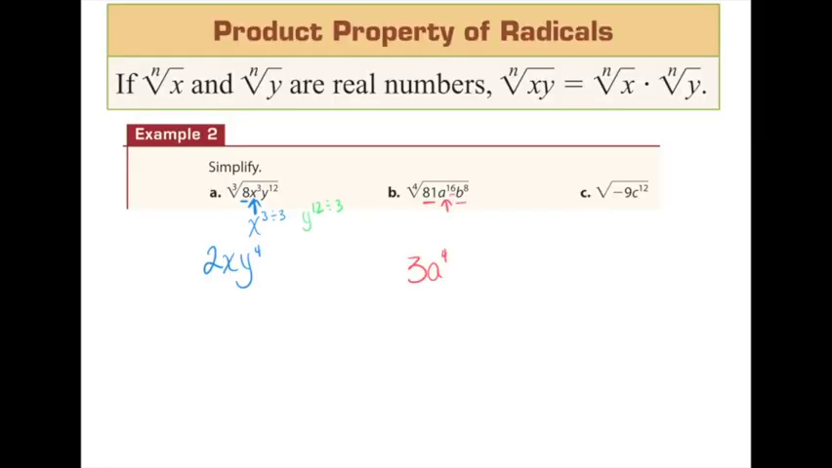And then I look at my b. I always do this with my variables. I'm going to say b, and my index is 4. So I will say 8 divided by 4. So I know that 2 of my b's are going to come out.